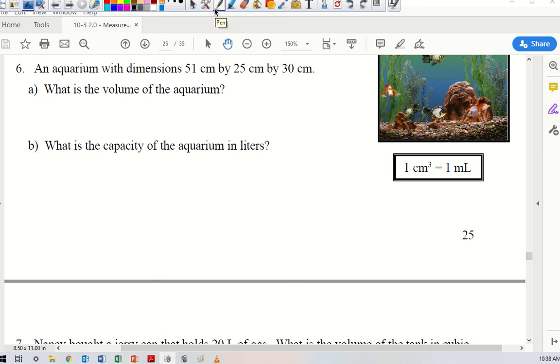Okay. An aquarium has dimensions of 51 by 25 by 30 centimeters. First thing we want to figure out is what is the volume. Okay, volume of a rectangular prism, which this can be assumed to be, is length times width times height. It should be on your formula sheet on the back side. Okay, so then we can just substitute in the numbers we have. 51 centimeters times 25 centimeters times 30 centimeters would give us a volume on that tank of 38,250 cubic centimeters.